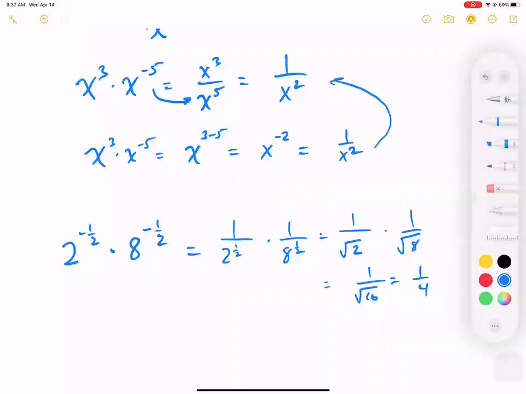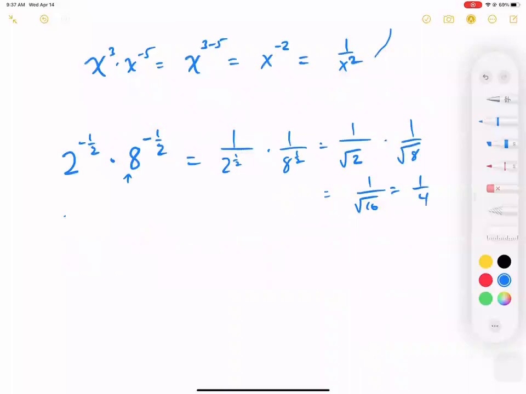Just like what we did before, can't we make this 8 into a 2? So we have the same base. So this is 2 to the negative 1/2. And isn't 8 really 2 cubed? So I'm going to take my time writing this. So it's 2 cubed to the negative 1/2 exponent. So if you remember, I'm always writing these parentheses to remind myself that's the exponent of an exponent. So we can multiply that out to become 2 to the negative 1/2 times 2 to the negative 3 over 2.